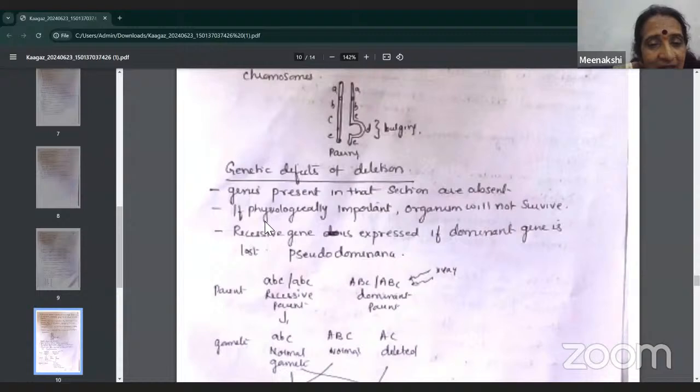And what are those genetic defects? Genes present in that section are absent. So therefore, it will lead to physiological changes. So therefore, the organism will not be able to survive. Because certain genes are totally removed, certain physiological activities are affected. For example, for digestion, if the gene which produces the enzyme that digests protein is lost in the body, proteins cannot be digested in our body.